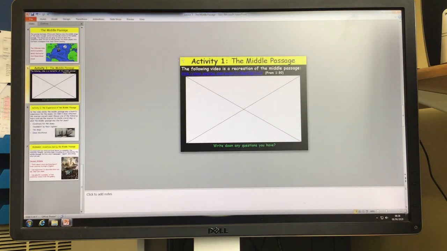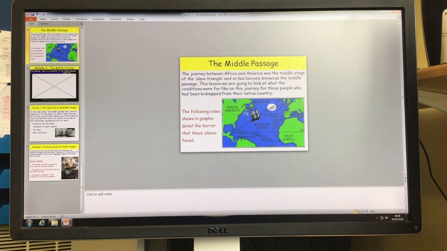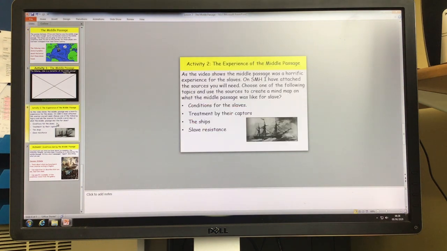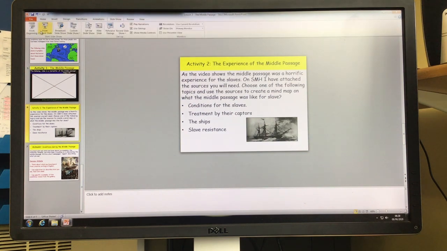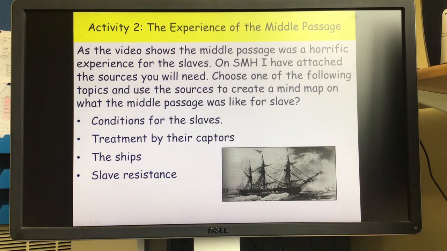It's not nice, and they eventually land and arrive in the Caribbean just here, and they get put up for auction. The main task that I want you to do today, guys, is, as the video shows, the Middle Passage was a horrific experience for the slaves. On Show My Homework, I'm going to attach the sources you're going to need, and I just want you to choose one of the following topics here and use the sources to create a mind map on what the Middle Passage was actually like for slaves.